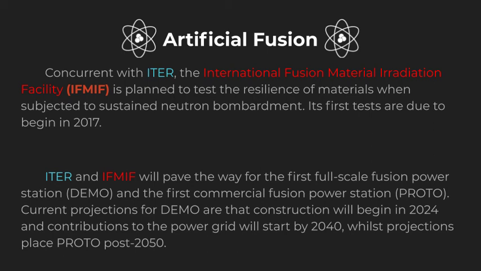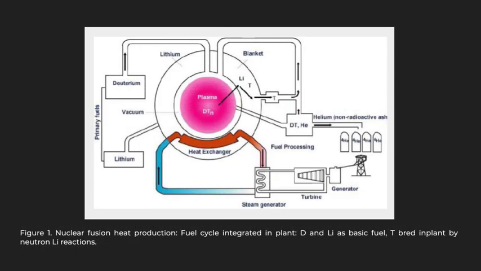ITER and IFMIF will pave the way for the first full-scale fusion-powered station, DEMO, and the first commercial fusion power station, PROTO. Current plans for DEMO are that construction will begin in 2024, and contributions to the power grid will start by 2040, whilst projections place PROTO post 2050.